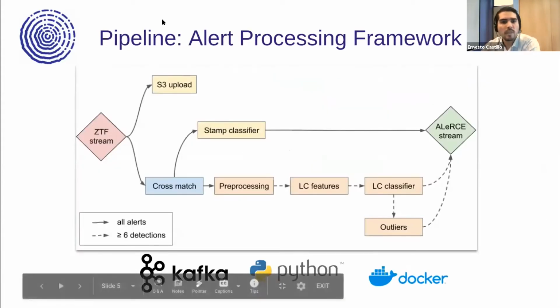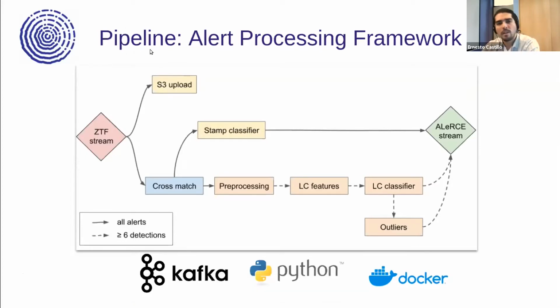Well, I'm going to start talking about the first building block, that is the pipeline. My colleagues, especially Camilo Valenzuela, Diego Rodriguez, and Javier Arredondo, have been working a lot developing the alert processing framework, the APF. And this framework is based mainly on three technologies: the Kafka distributed queue system, the Python programming language, and the Docker container system.